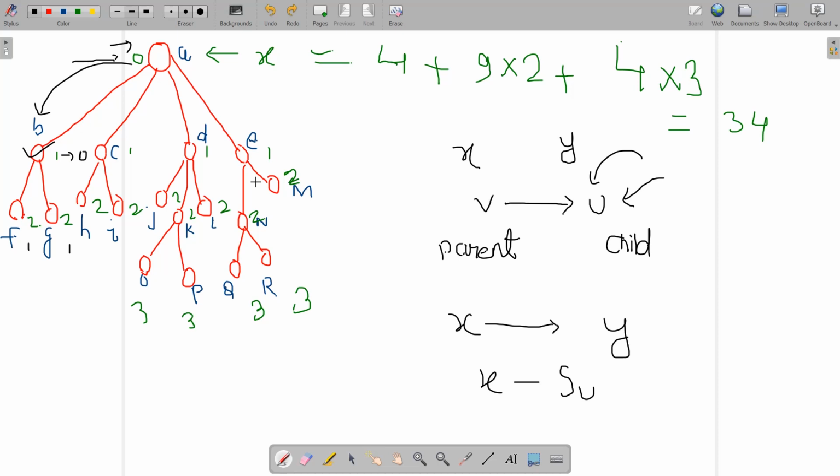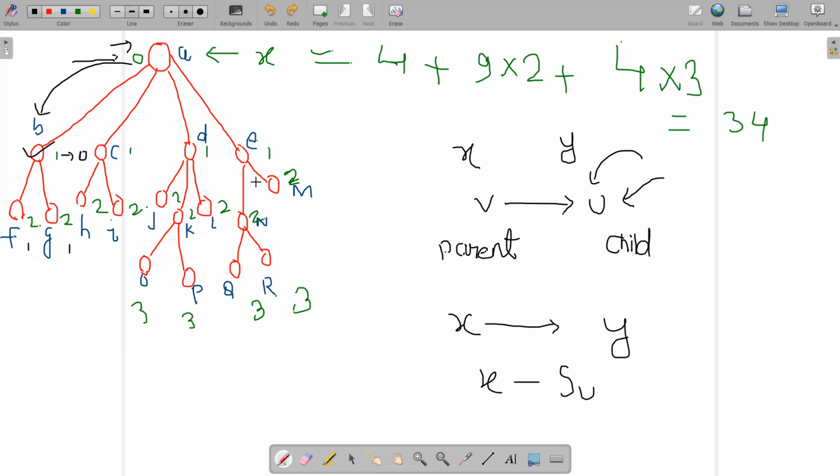Our main aim is to find out the answer for the current node. That is, if you are moving from the parent node v to the child node u, and my answer for the node v is x, we need to find an efficient way to find out the answer for the node u.